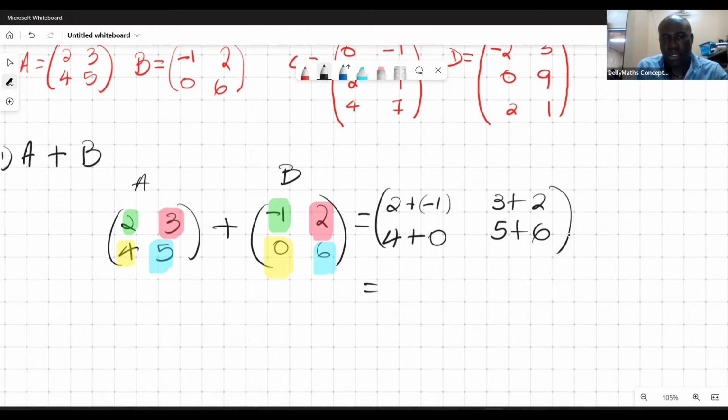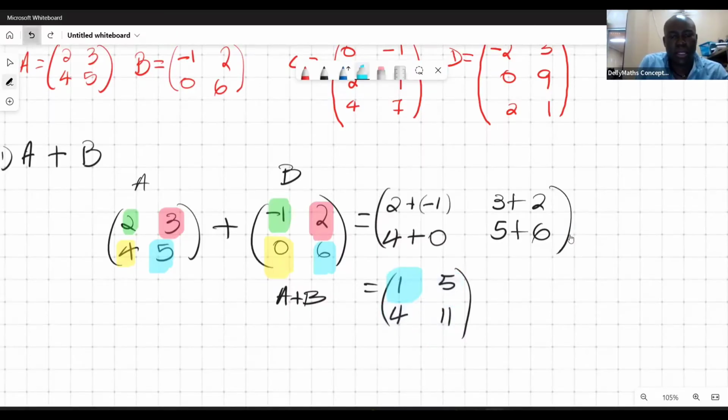All right, let's finalize. 2 plus -1 is 1. 3 plus 2 is 5. 4 plus 0 is 4. 5 plus 6 is 11. So when we add matrix A plus matrix B, the result is as follows: 1, 5, 4, 11.